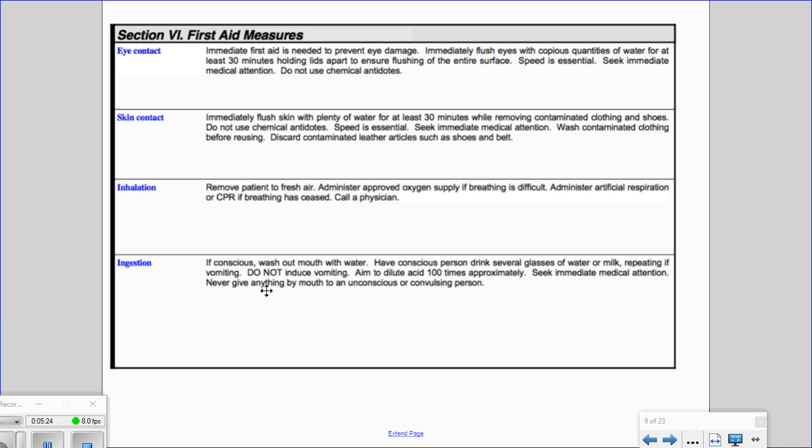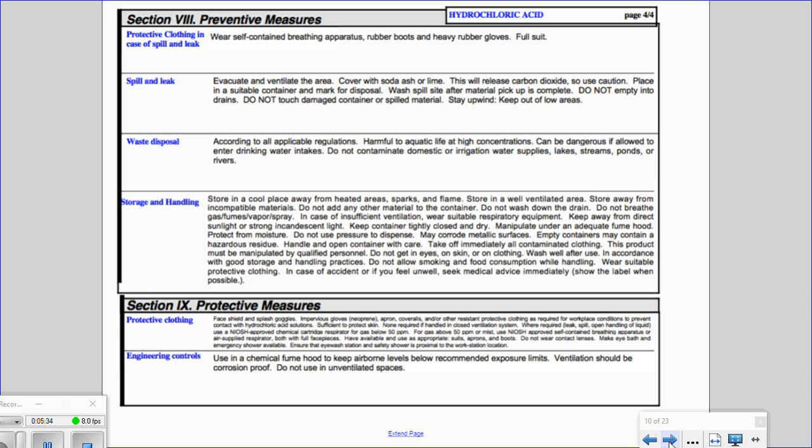The important thing here is, like with hydrochloric acid and some other chemicals as well, you do not induce vomiting. Just drink lots and lots and lots of water. Preventative measures are also provided, so how to properly dispose of, how to store and safely handle hydrochloric acid, and protective measures as well.